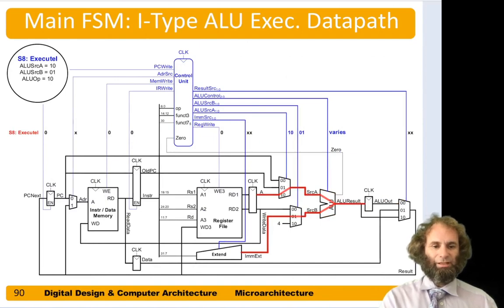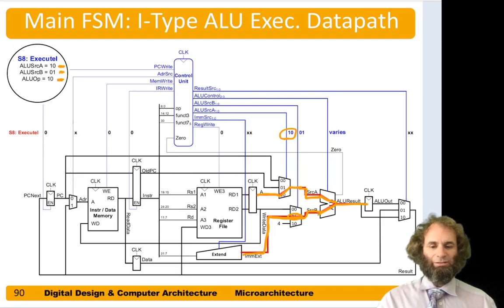So for this execute I-type step, the first source comes from the register file. So ALU source A needs to be 1, 0. The second source comes from the immediate. So ALU source B needs to be 0, 1 to select from the immediate. Those two sources go into the ALU. We do the ALU op that depends on the instruction. So ALU op needs to be 1, 0 to say look at the funct fields, and we get our result.